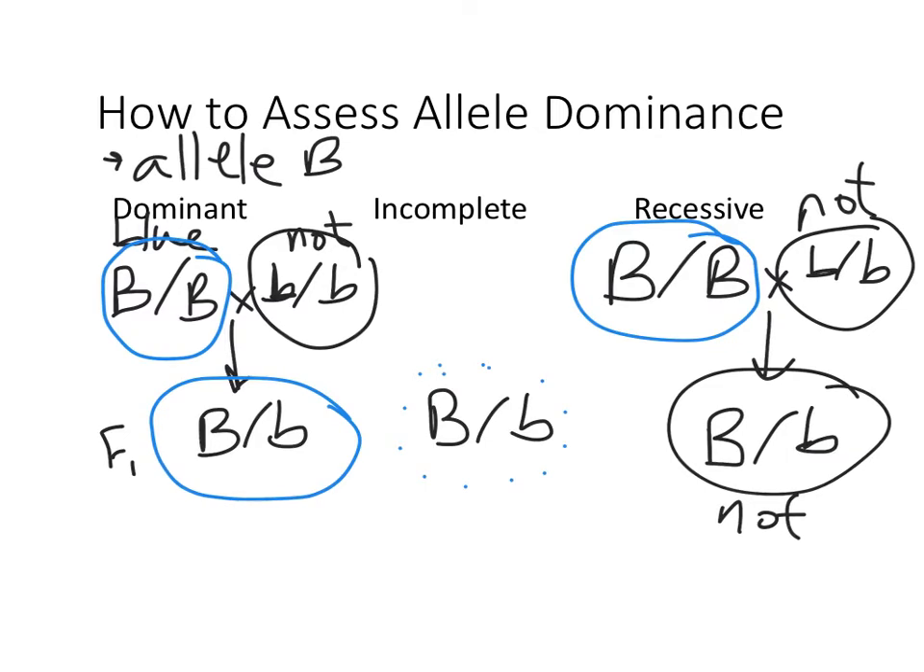So this is how to tell which allele is dominant. Take two pure breeding parents that have a different trait, and you just look in the offspring. Which parent does the offspring look like? That tells you which allele is dominant. If the offspring doesn't look blue, it means that whichever parent had the same trait has the dominant allele. And the other allele, in that case, is by definition recessive.